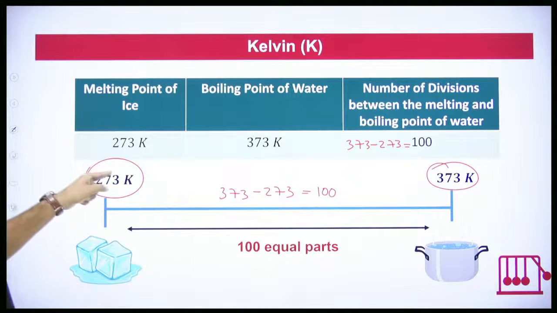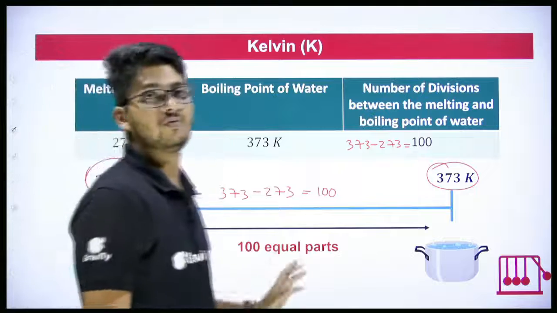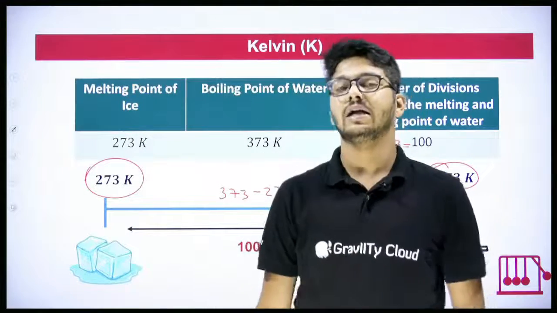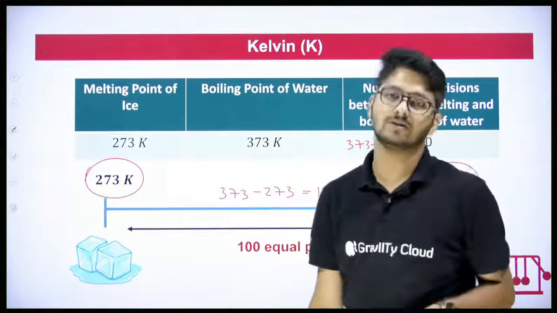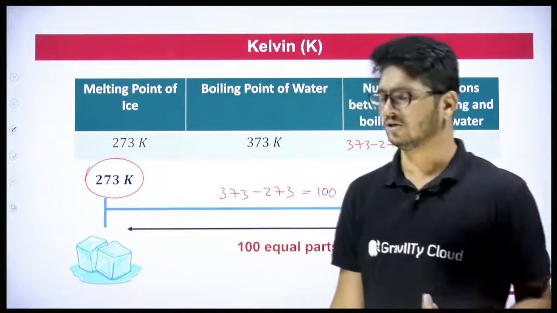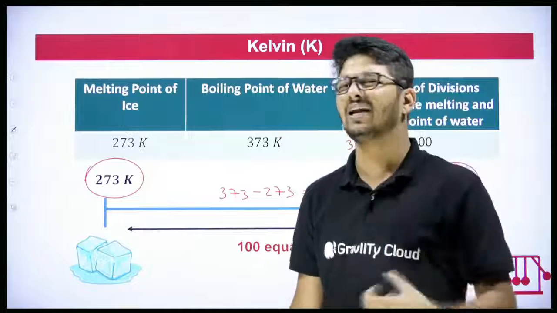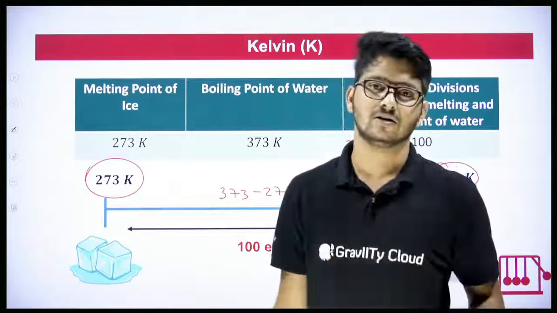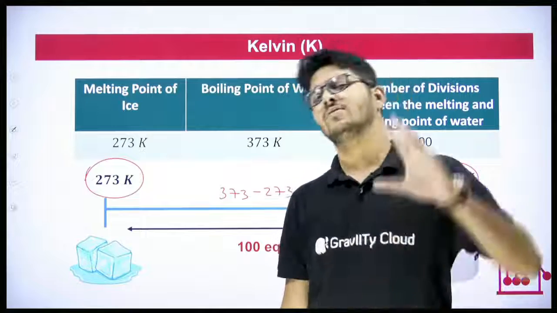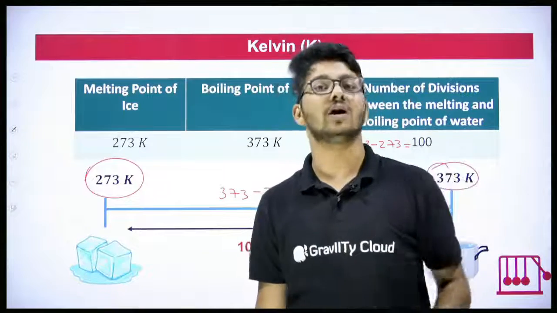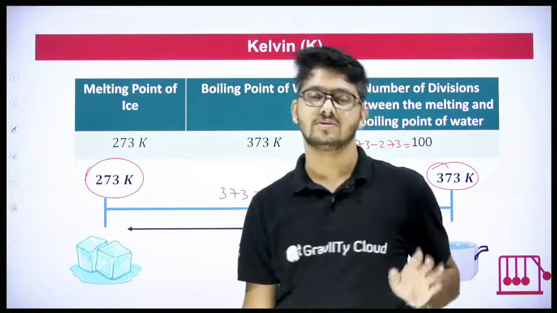So the melting point of ice is 273, the boiling point of water is 373 Kelvin. Ultimately, everyone, you have to remember this. Many of you might be thinking, sir, is there any logic behind these numbers? There is, but it is very complicated for us at this stage. We will learn it in higher grades. For now, please remember this.